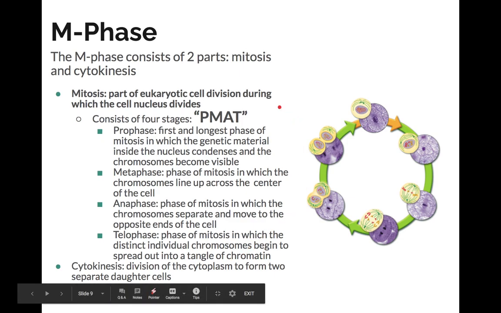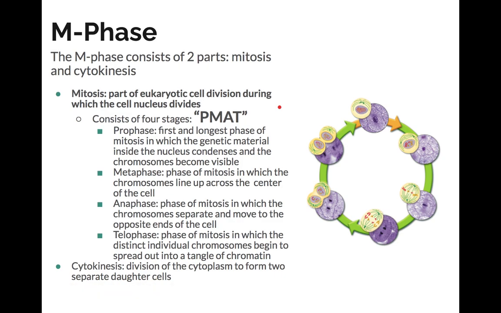So this was the last lesson that we covered right before break. This is the part of the eukaryotic cell division during which the cell nucleus divides. And here we have PMAT, our 4 stages: prophase, metaphase, anaphase, and telophase. Now, why are we reviewing this? Because mitosis and meiosis are very similar in their stages. So if you're able to recognize the stages of mitosis, you should be able to recognize the stages of meiosis.